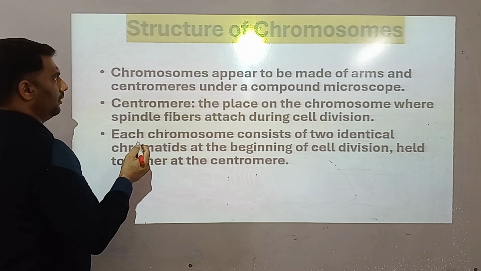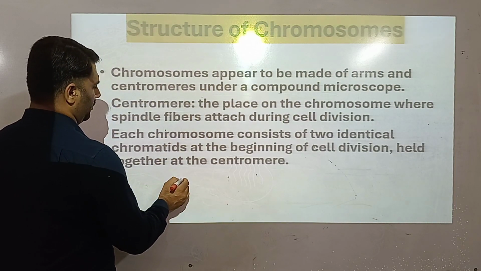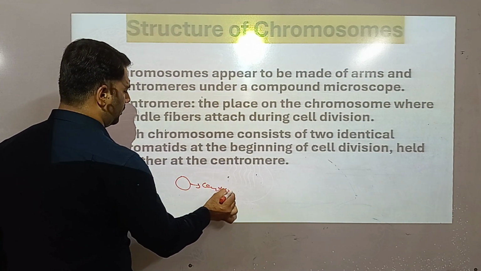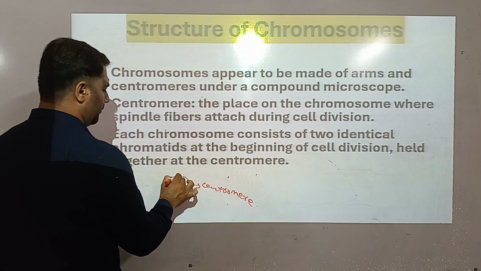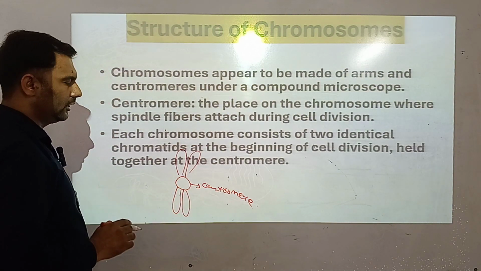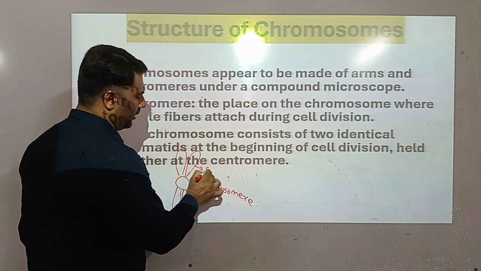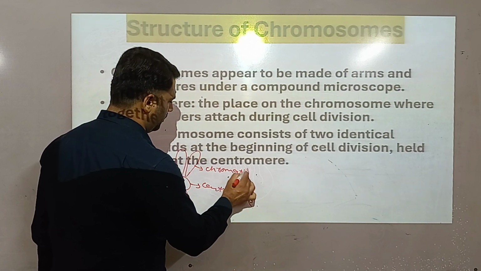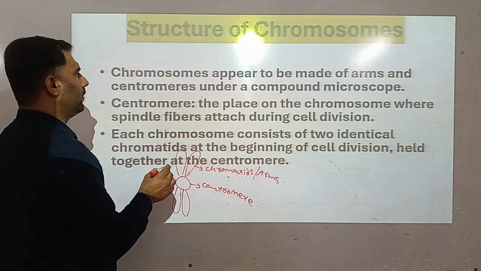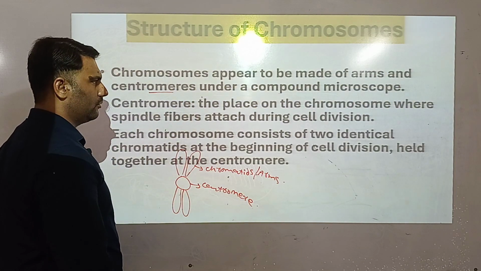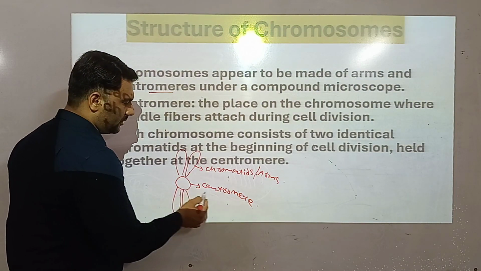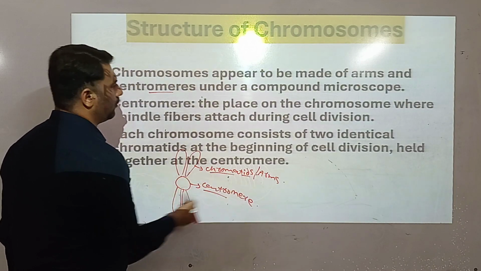Chromosome structure we're discussing. For example, this is a chromosome and there is a central centromere. This is the centromere and there is a pair of arms. We also call these chromatids, and we also call them arms. So the chromosome appears to be made of the arms and the centromere. When we observe it under the compound microscope, it looks like it contains the central centromere and the arms in the form of chromatids.